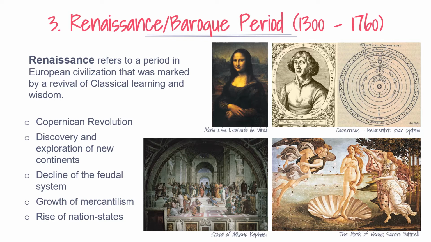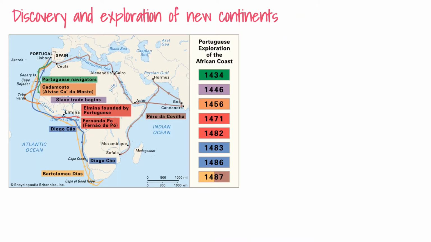In addition to the surge of interest in classical scholarship and values, the Renaissance also witnessed many remarkable changes, such as the Copernican revolution, the discovery and exploration of new continents, the decline of the feudal system, and the growth of mercantilism.